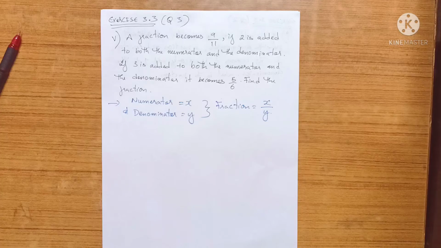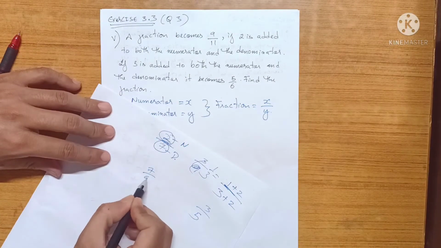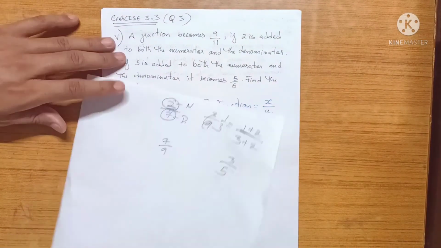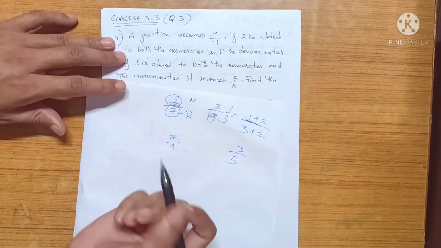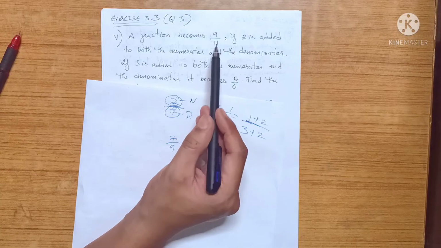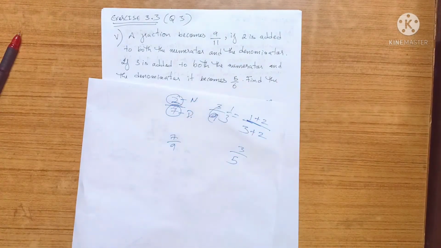Some students would say, sir, it's easy, it's 7 by 9. Because after adding 2 to the numerator and 2 to the denominator, it becomes 9 by 11: 7 plus 2 is 9, 9 plus 2 is 11. Isn't that easy? That's what some students ask me.